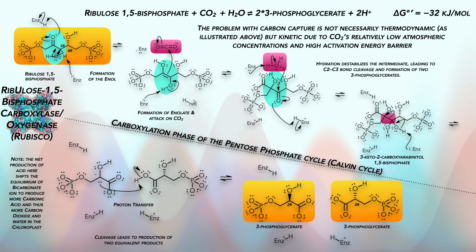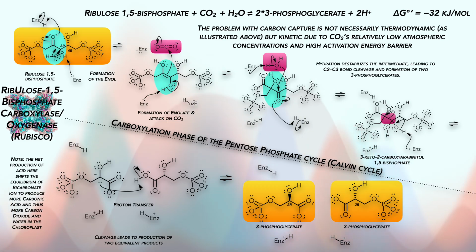Water then adds to the carbonyl. Hydration destabilizes the intermediate and prepares the carbon-carbon bond between C2 and C3 to break. The cleavage produces 2 molecules of 3-phosphoglycerate. The reaction is thermodynamically favorable under standard biochemical conditions.